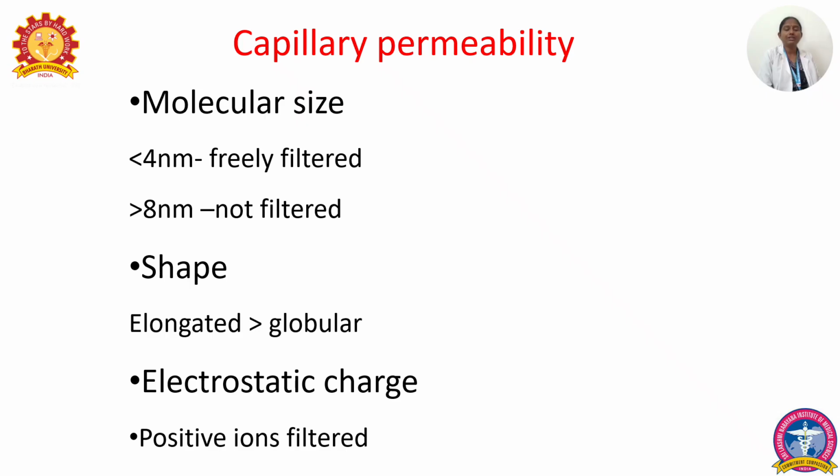Then comes the charge of the particle, that is the electrostatic charge. Positive ions are filtered very easily, whereas negative ions are repelled, because I've told you the barrier itself is negatively charged. So whenever a negatively charged particle approaches the barrier, it repels the substance and will not allow its filtration through the barrier membrane. That is why the proteins are not getting filtered through the filtration barrier, mainly because of these charges.